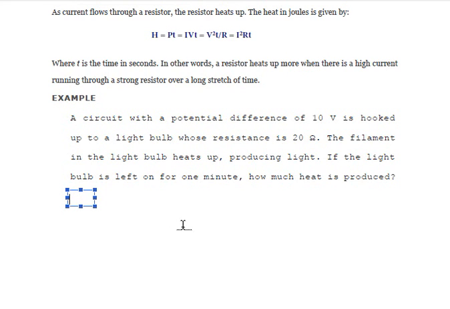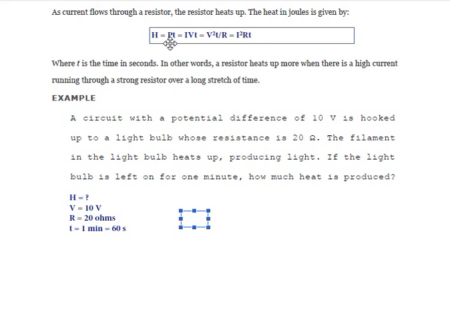Alright, let's take a look at what information we have here. We know we have a potential difference of 10 volts. We have a resistance of 20 ohms. And let's see, we know that this is running for 1 minute or 60 seconds. Alright, and we want to figure out what is the heat produced. Alright, so we have a V, R, and a T. Let's look at our different H equations and see if there's one that would be helpful here.